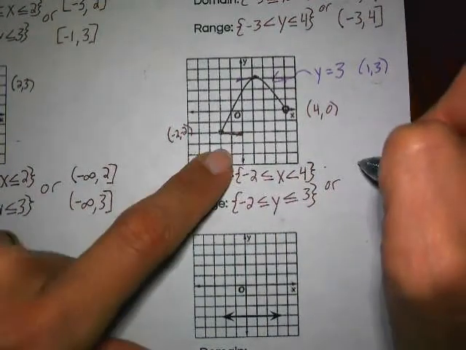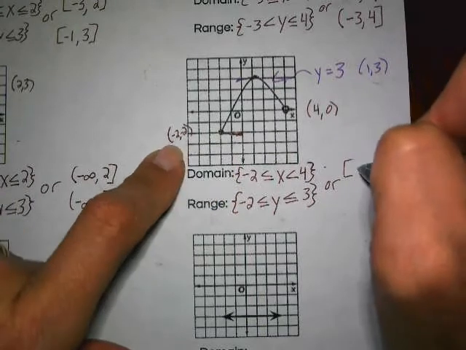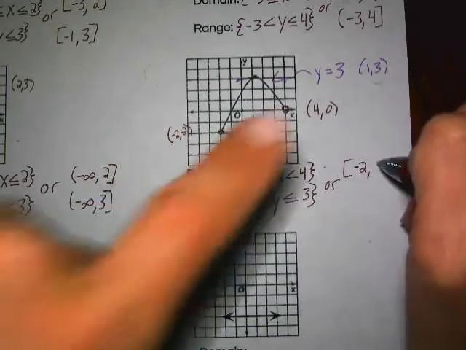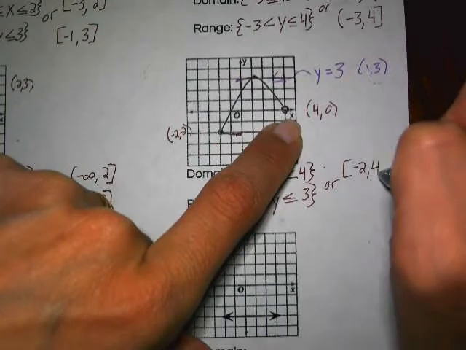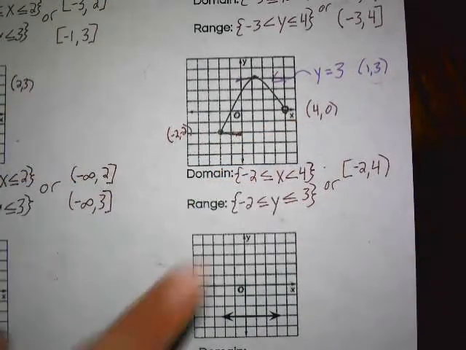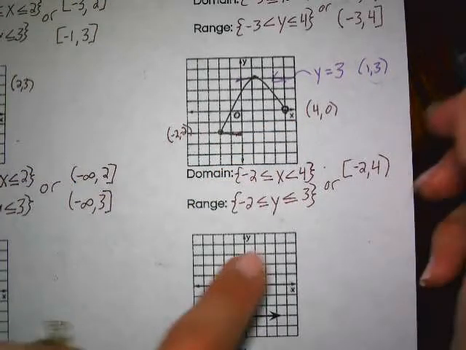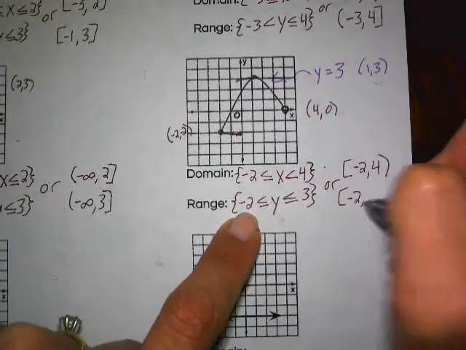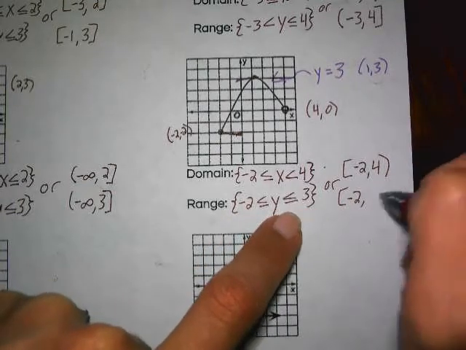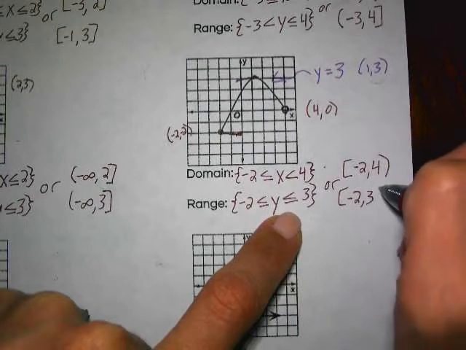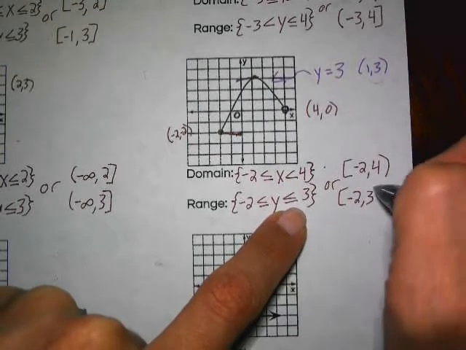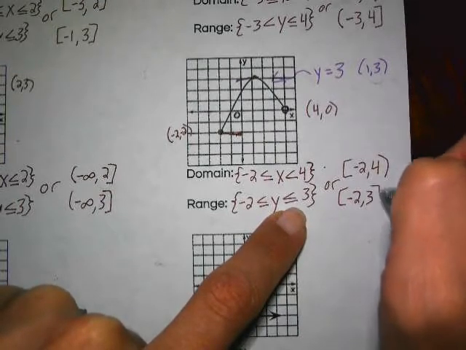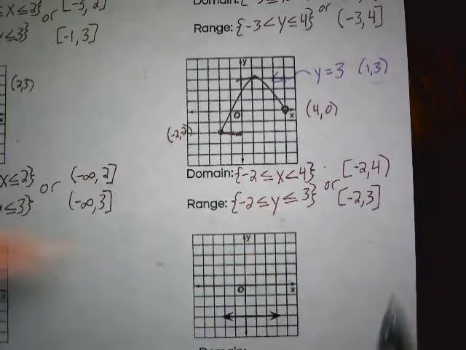Or closed circle, negative 2 to open circle 4. And negative 2 to closed circle, included, I guess, 3. So bracket, parenthesis, bracket, bracket.